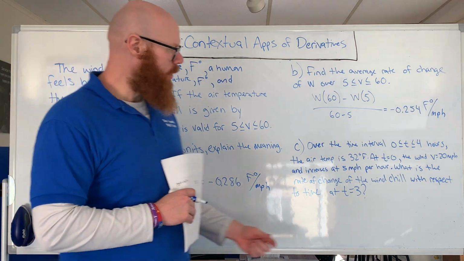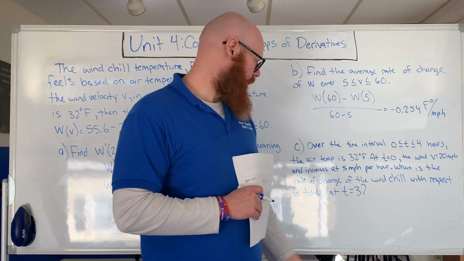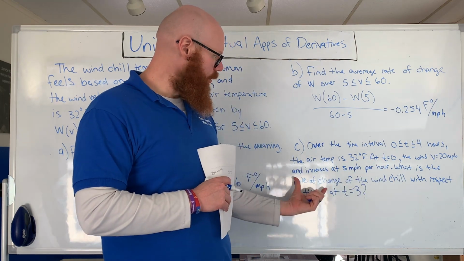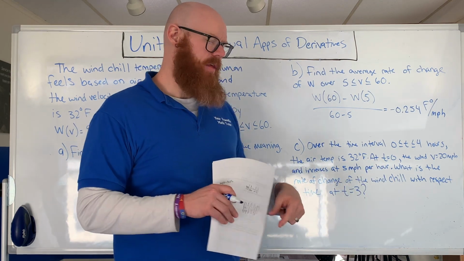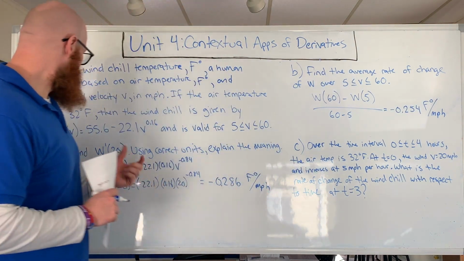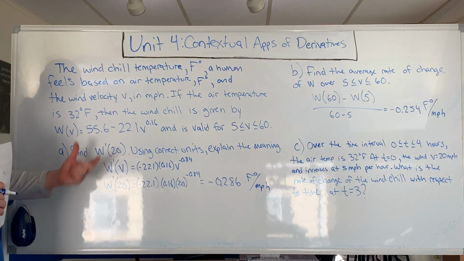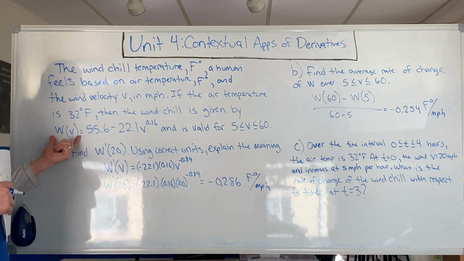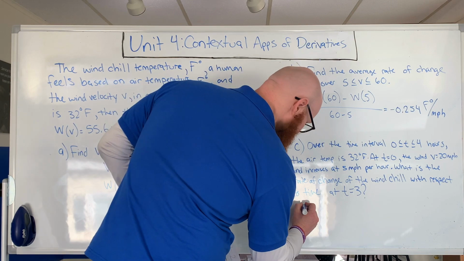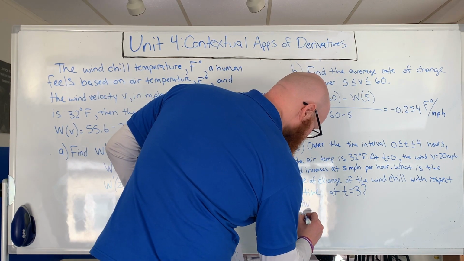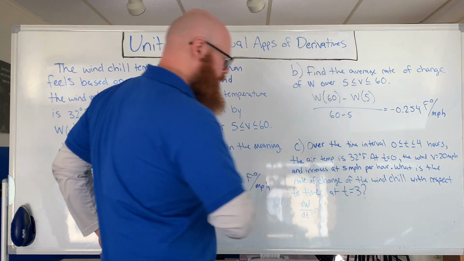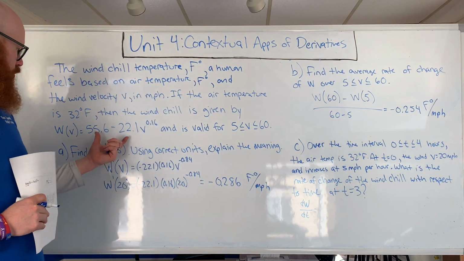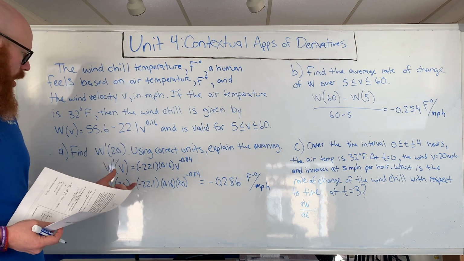But they're also telling us that the wind is 20 miles per hour and increases at 5 miles per hour. And when they want to know the rate of change with respect to time, they're asking us to do a related rate. So imagine we take this equation and we take the derivative, but with respect to time. So the derivative of W is going to be dW/dt. And that's going to equal the derivative of this, which we already did.